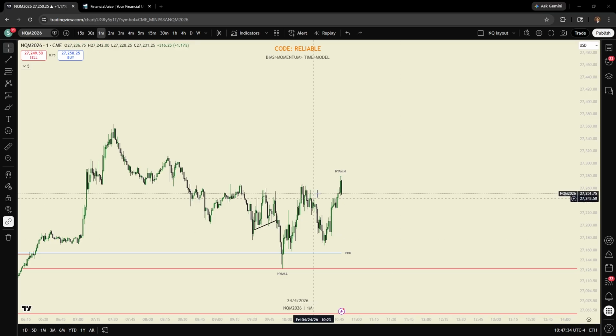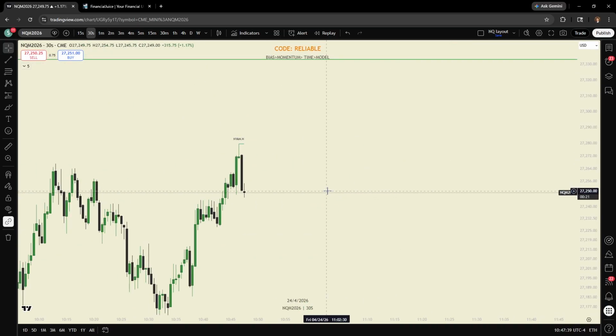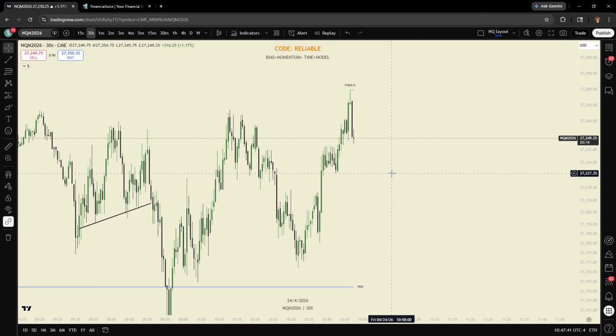Well, guys, oh wait, we are kind of getting what looks like could be an inverse. Oh yeah, 30-second right here. But I don't even know what your draw on liquidity would be.